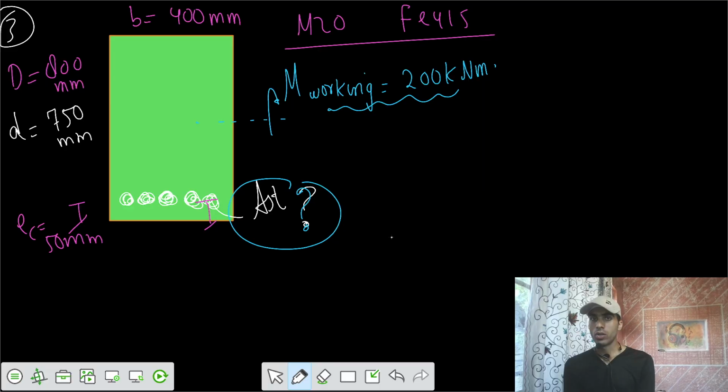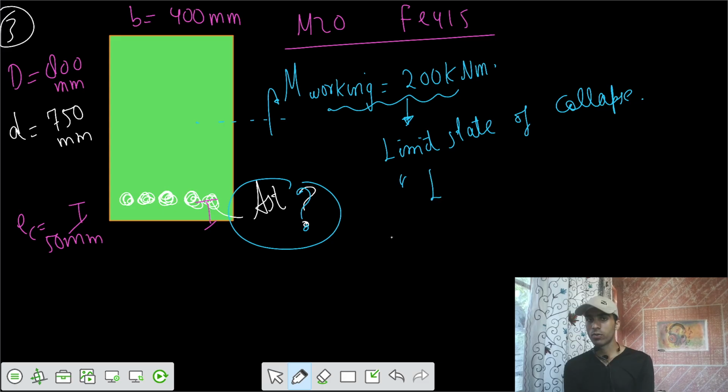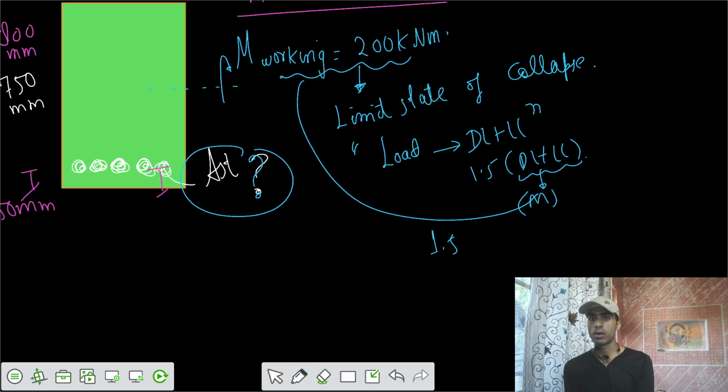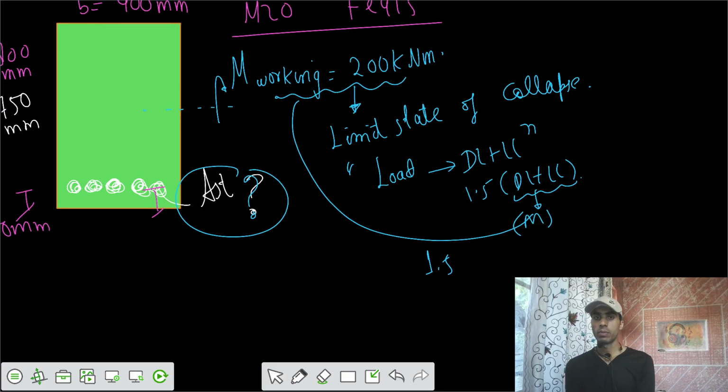When you talk about limit state of collapse, it talks about ultimate loads. And for that we have load factor combination. This working load occurs because of dead load and live load, and for that we have the combination 1.5 dead load plus live load. Accordingly, we have moments, and that's your working moment. When you multiply that by the factor of 1.5, that's your collapse moment, or ultimate moment, you are applying on the structure.